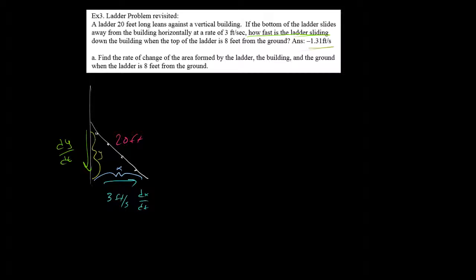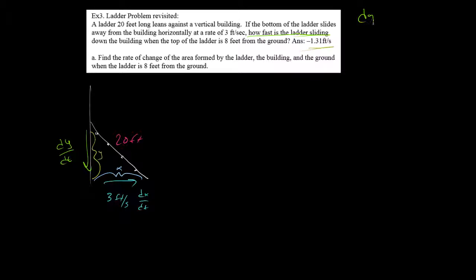And we got the answer of negative 1.31 feet per second. So, a little twist: find the rate of change of the area formed by the ladder, the building and the ground, when it is 8 feet from the ground. So, knowing a couple things, known things.